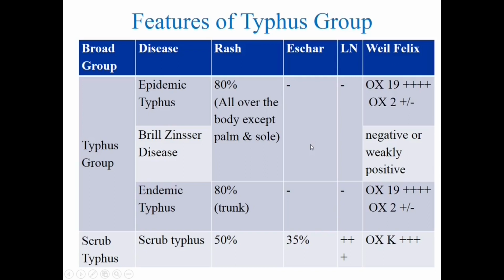Eschar is a lesion where the mite bites to enter. The larvae of the mites, the chiggers as we call them, will bite. That region is called an eschar. You will not see an eschar in the typhus group, that is, in epidemic and endemic typhus, but you will definitely see an eschar in scrub typhus. The only problem is you will not be able to locate the eschar in all patients. Lymph node is involved in scrub typhus, but it's not affected in endemic and epidemic typhus. This is about a serological test which we will study later.